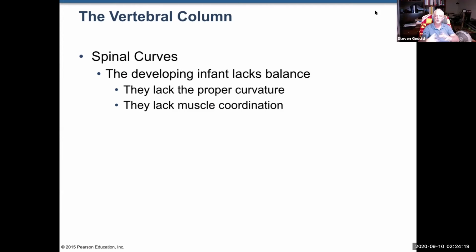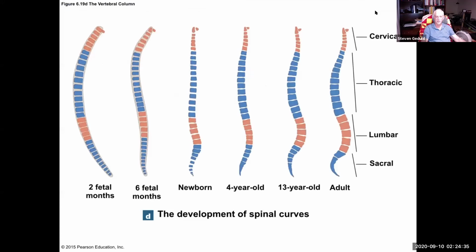Okay? So once the curves are developed, that's why they can't walk until 9 months to a year and a half, somewhere in that range. They don't have the curvature of their vertebral column yet to balance their movements. They lack proper curvature, and they lack muscle coordination to control that. You can see at the fetal onset of the newborn how straight the spinal cord is and how difficult it's going to be for that baby to balance.